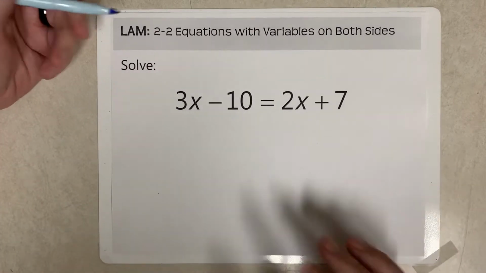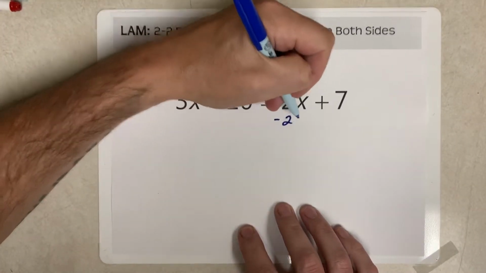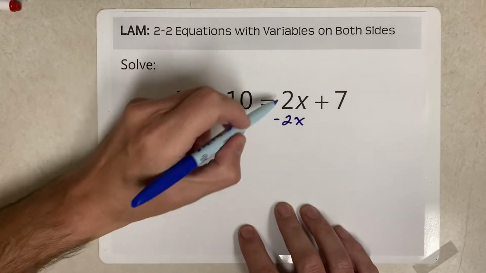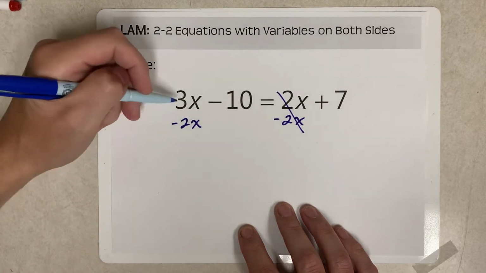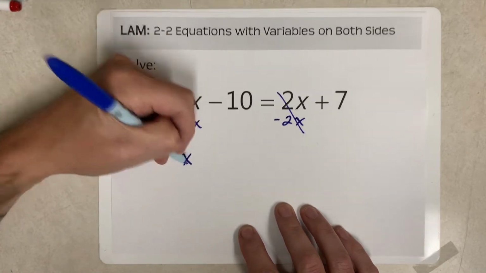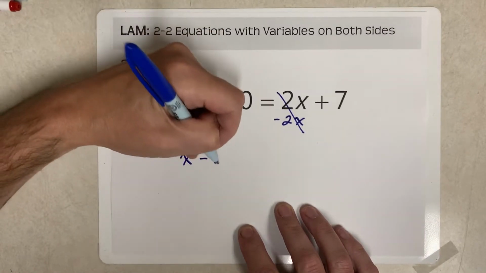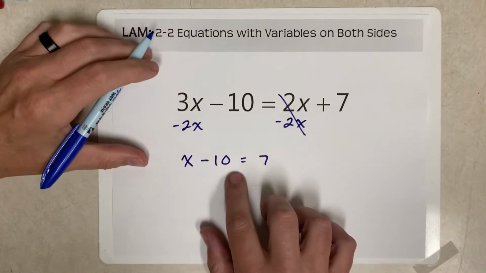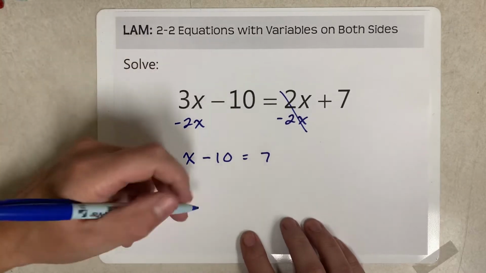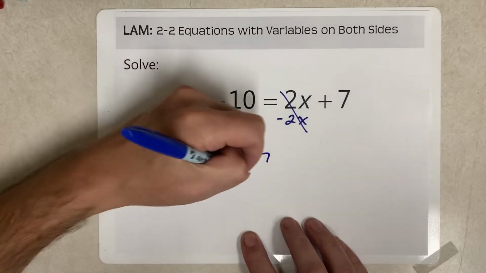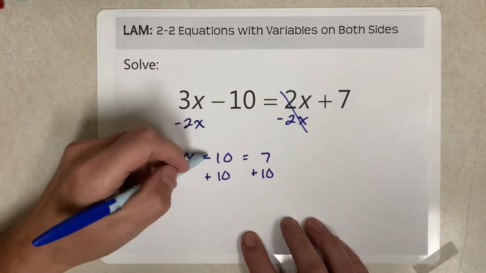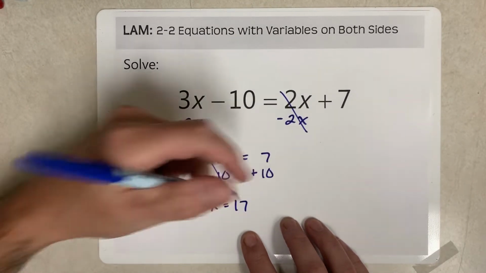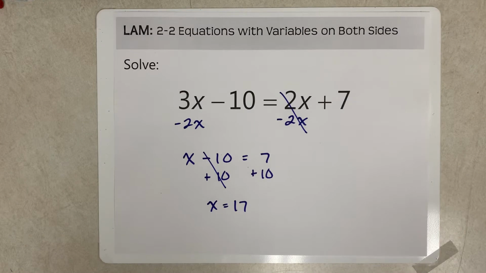And so what I'm going to do is subtract 2x on both sides, like this. These will cancel, additive inverses. 3 minus 2 is 1. Bring down my minus 10 is equal to positive 7. Okay, now I'm down to a one-step equation. That's nice. Add 10 to both sides, bring down my x, and x is equal to positive 17.